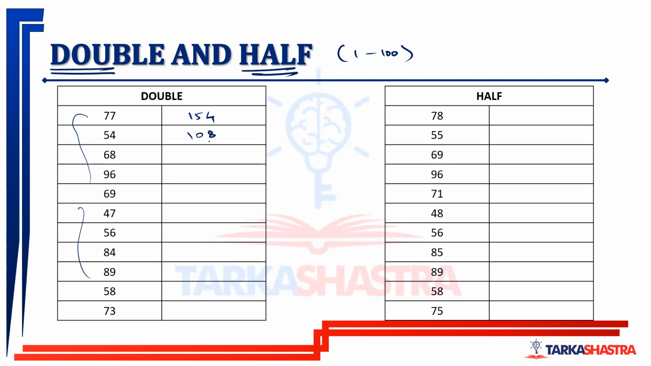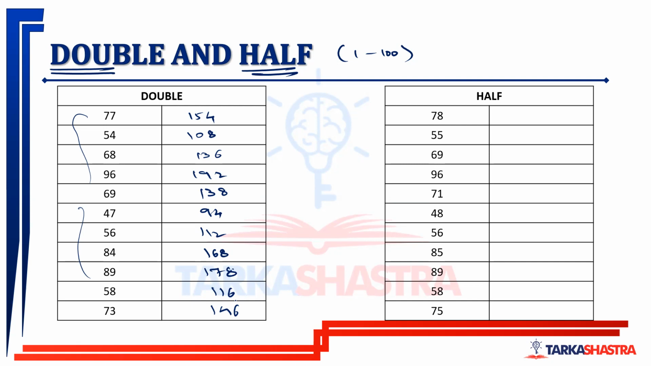54 का डबल 108, 68 का डबल 136, 96 का डबल 192, 69 का डबल 138, 47 का डबल 94, 56 का डबल 112, 84 का डबल 168, 89 का डबल 178, 58 का डबल 116, 73 का डबल 146। किसी भी वैल्यू का डबल निकाल के आना चाहिए। It is a simple thing, बस into 2 कर रहा हूं मैं, कोई ट्रिक नहीं है यहाँ पे। It is just that you have to do it quickly.